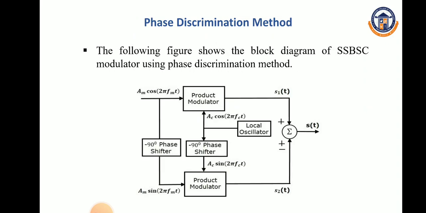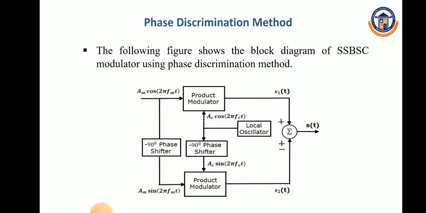The next method is the phase discrimination method. In this we have two product modulators, a 90-degree phase shifter, a local oscillator and a summer. Okay, so the modulating signal and the carrier signal are given as inputs here, and the first input is given a 90-degree phase shift before going to the product modulator, that is a lag of 90 degrees to one input, and the other input is directly given to the product modulator.